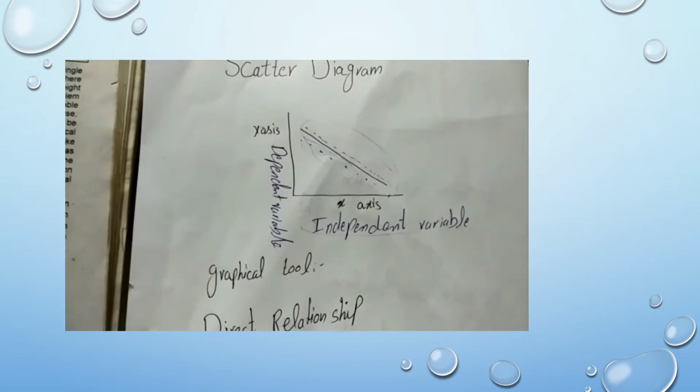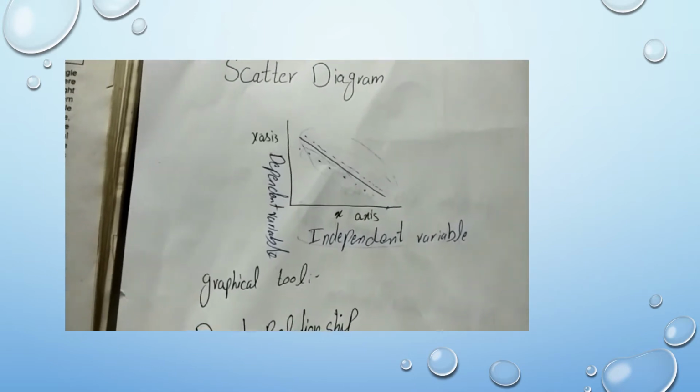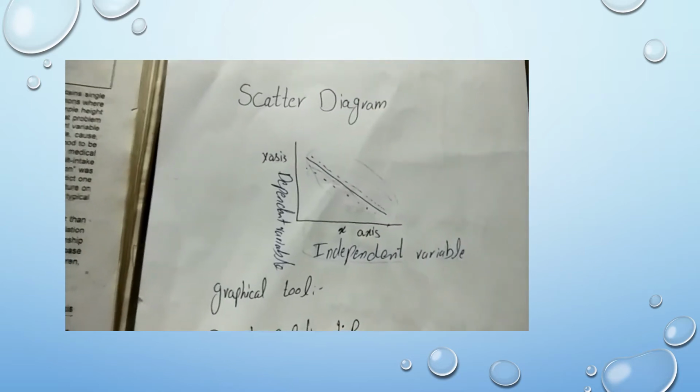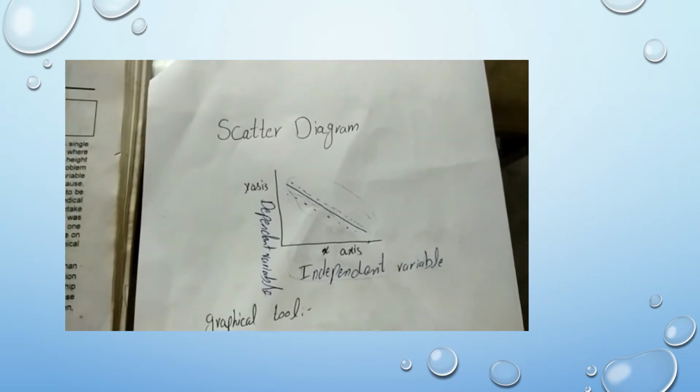Independent variable, for example, the medicine is an independent variable where BP is a dependent variable. We check the effectiveness of any medicine on BP. So medicine is not a dependent variable.